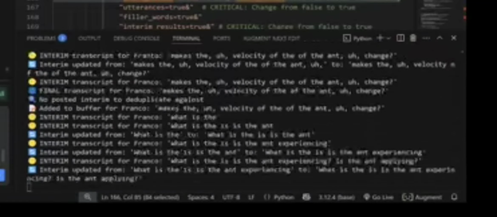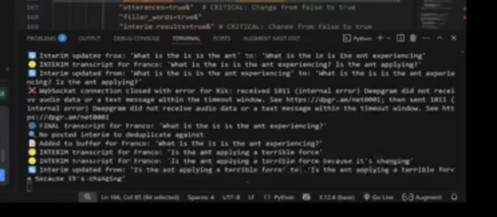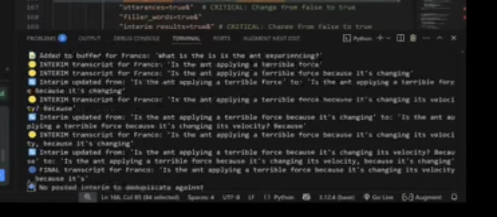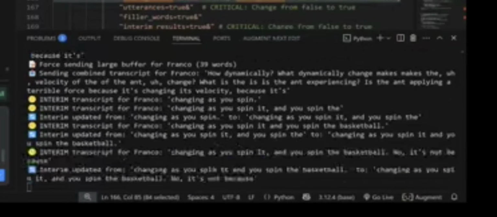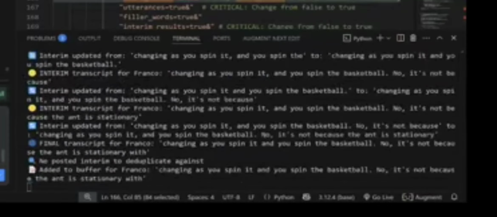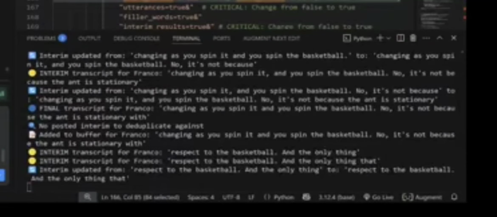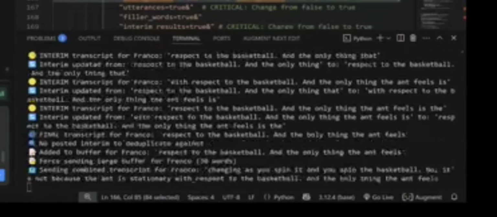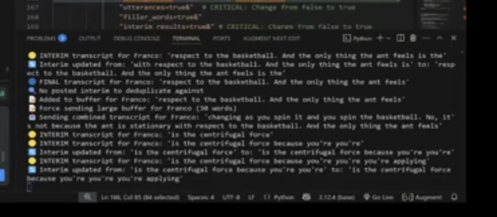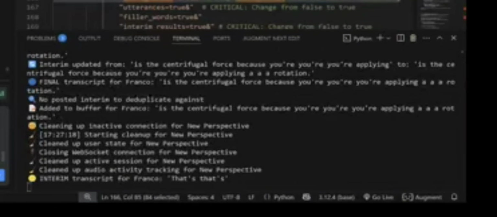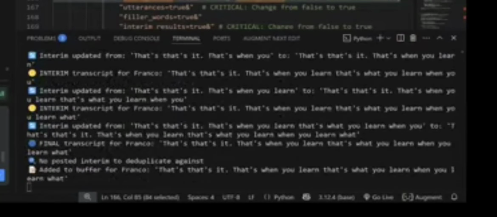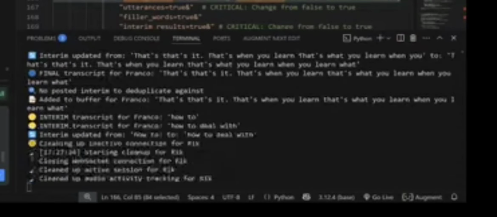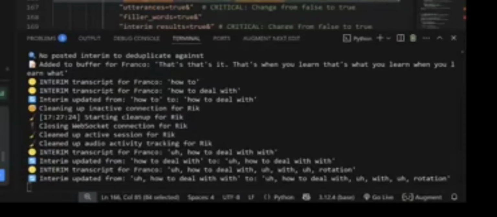Is the ant applying a terrible force because it's changing its velocity as you spin the basketball? No, it's not, because the ant is stationary with respect to the basketball, and the only thing the ant feels is the centrifugal force because you're applying a rotation. That's it. That's what you learn when you learn how to deal with rotation with non-inertial frames.